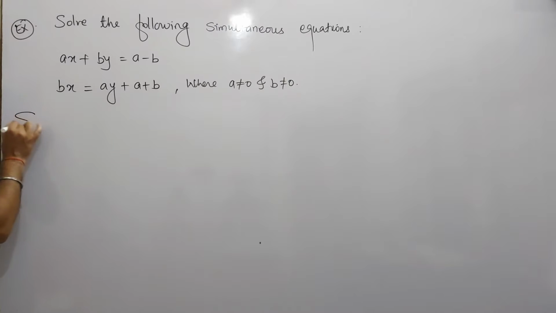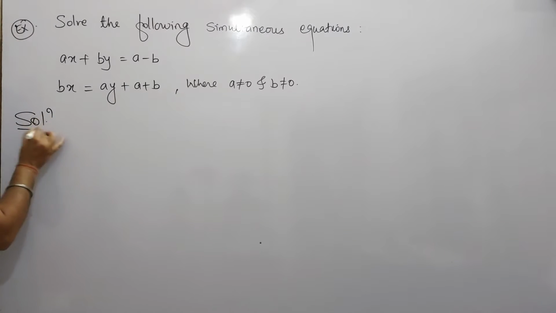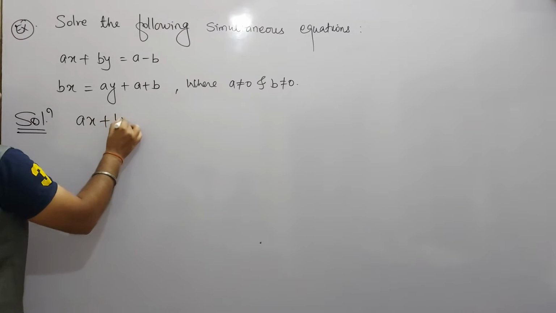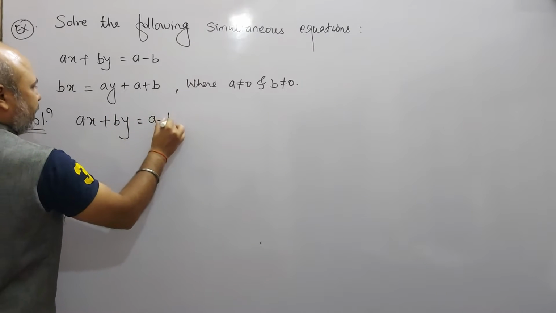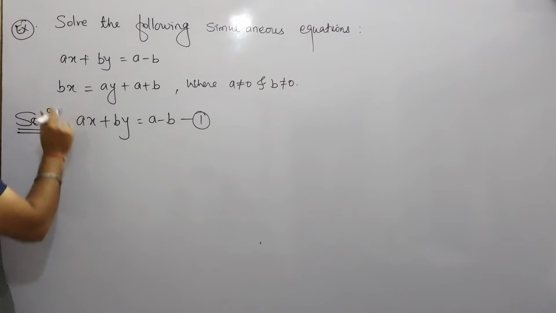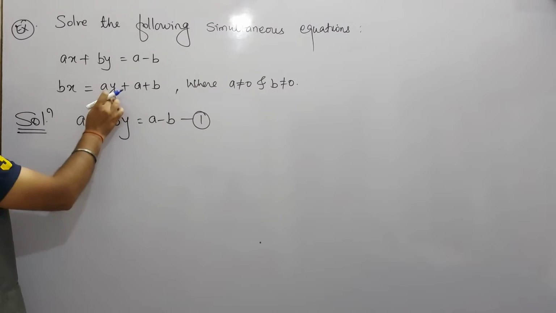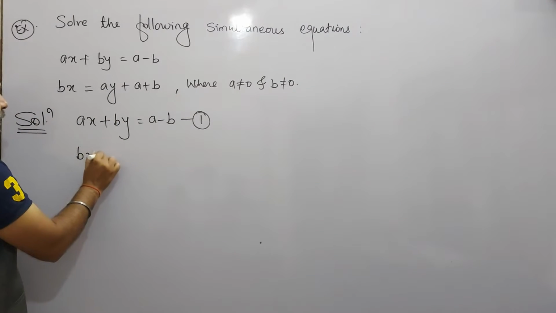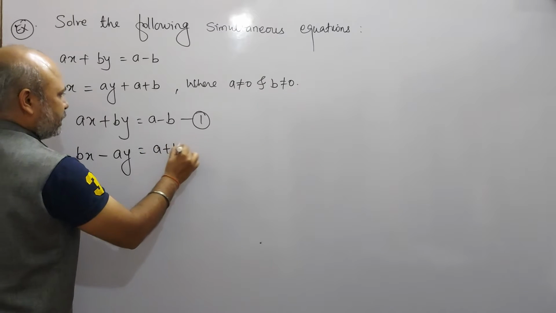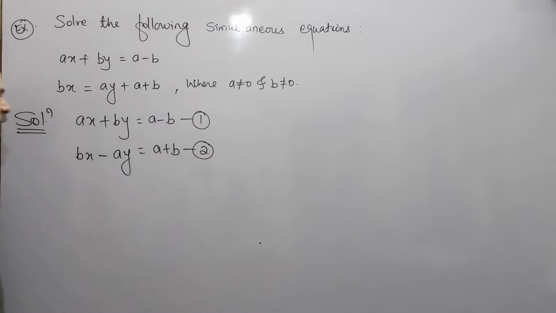To start the solution here, first we'll write ax plus by is equal to a minus b. This will be equation number 1. And now what you will write? Second equation, bx. Now transfer this ay to the left hand side, so this will be minus ay, and this is equal to a plus b, and this is equation number 2.